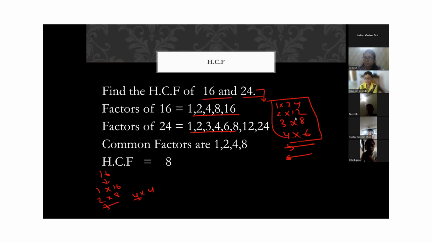Now pick the common ones: 1, 2, 4 and 8, all are common. Yes or no? Among these, which is the greatest one? 8 is the greatest or the highest number. So the HCF of 16 and 24 is 8. Do you understand what HCF and LCM are now?